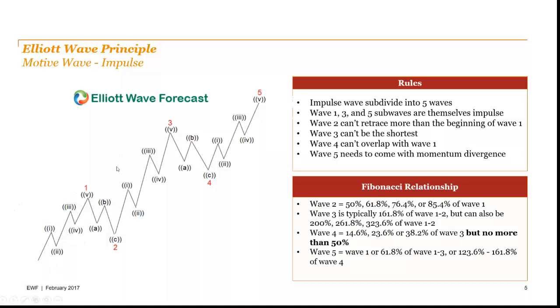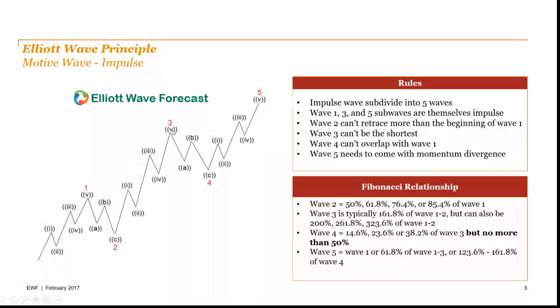Wave 5 can be measured in a couple of different ways. It can be equal to wave 1. It can be 61.8% of wave 1 to 3. Meaning you measure the entire move from the beginning of wave 1 to wave 3, and then you project it starting from the wave 4. So you measure this, and then 61.8% of that is going to be the target for wave 5.